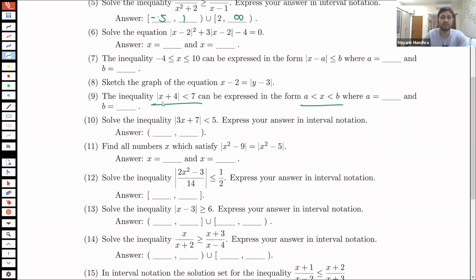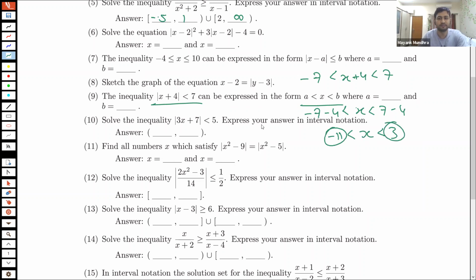Mod of x plus 4 is less than 7. Okay, so mod of x plus 4 is less than 7 can be represented as minus 7 less than x plus 4 less than 7. And then you can take this 4 on both sides. So minus 7 minus 4 less than x less than 7 minus 4. So it just becomes minus 11 less than x less than 3. So minus 11 and 3 are going to be A.